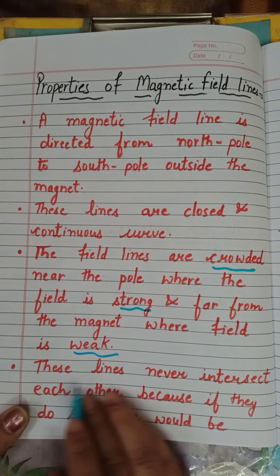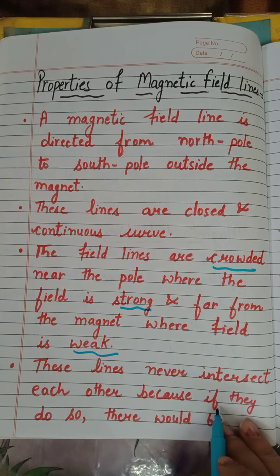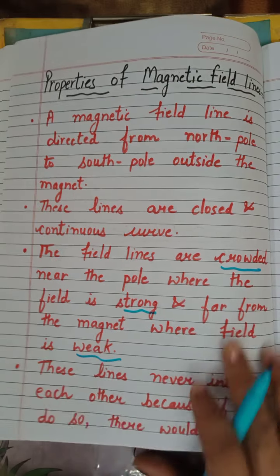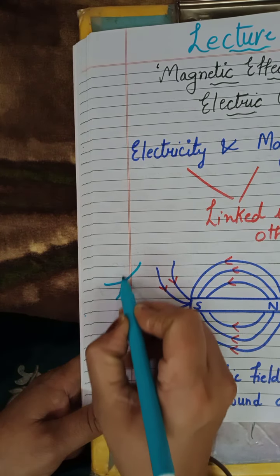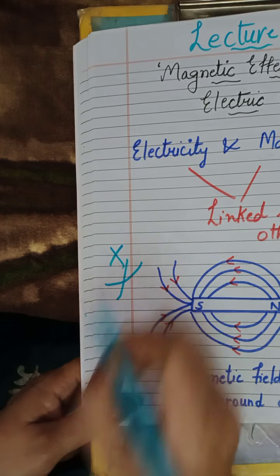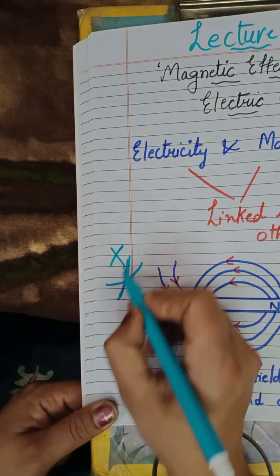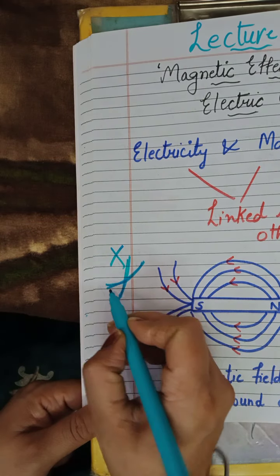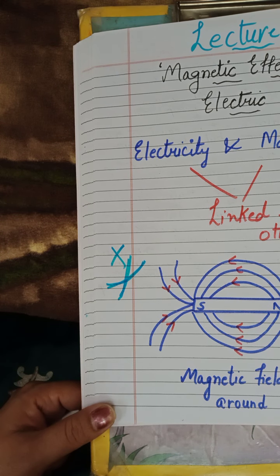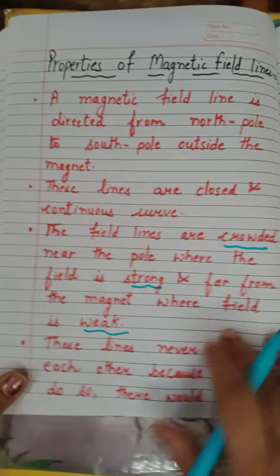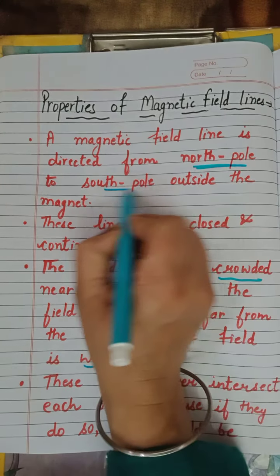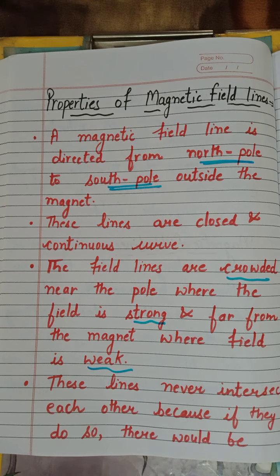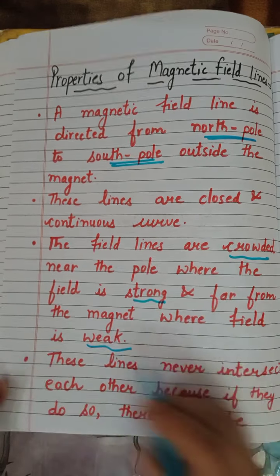Fine. Then these lines never intersect with each other. ये लाइंस आपस में कभी भी काटती नहीं है. कैसे? जैसे ये एक लाइन गई और ये दूसरी चली गई. ठीक है, this is not true. क्यों? क्योंकि फिर ये तो 2 डायरेक्शन शो होगी. But what are we saying? हम ये बोल रहे हैं कि these are directed from north pole to south pole, so only one particular direction they are moving, so never they are intersecting.